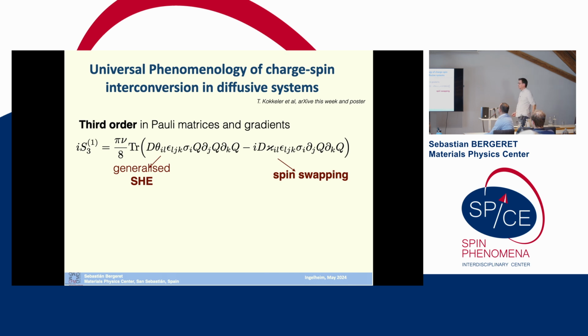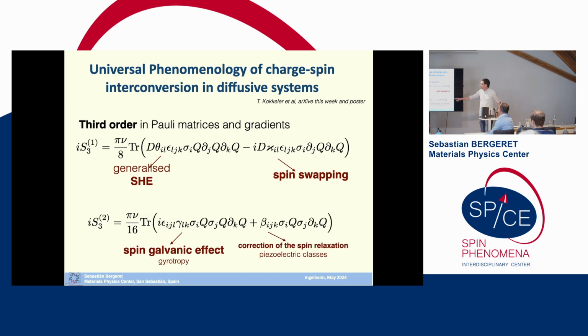This appears also there. And here we got to the third term, which now contains, as you see, two Pauli matrices and one derivative. The first one is the spin galvanic effect. And here we see this second rank pseudotensor gamma, written like that. And another new term, which apparently only corrects some spin relaxation, which is this beta here, that we have to explore a bit more carefully.